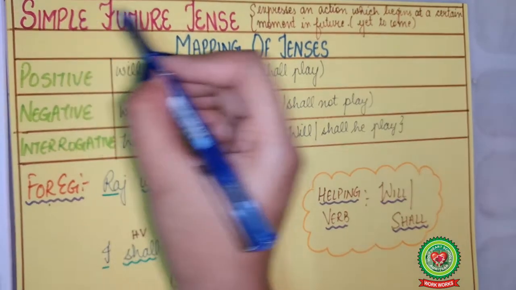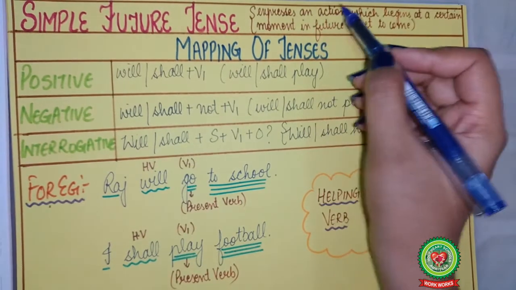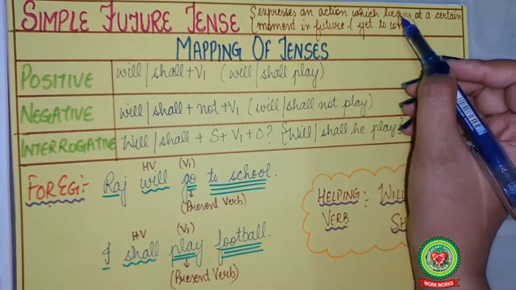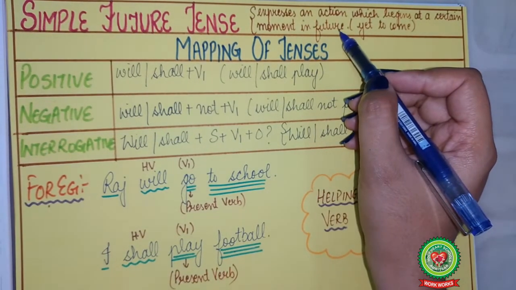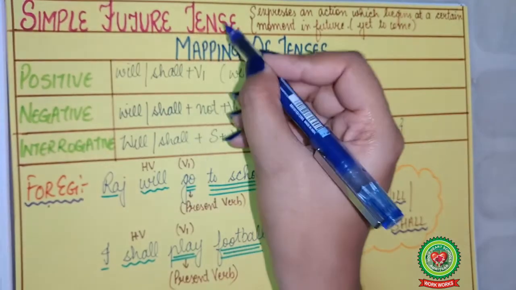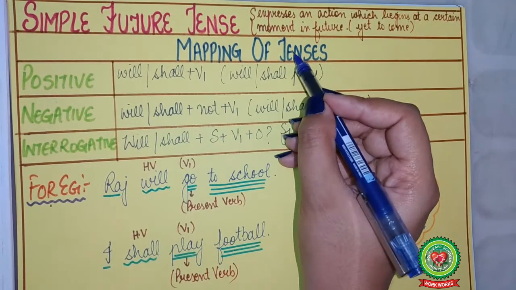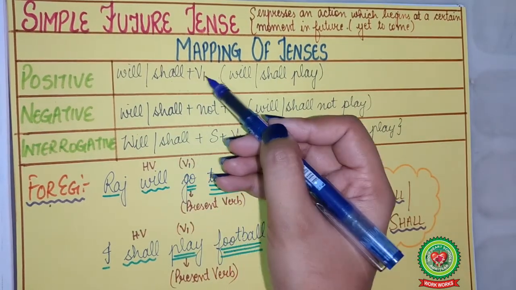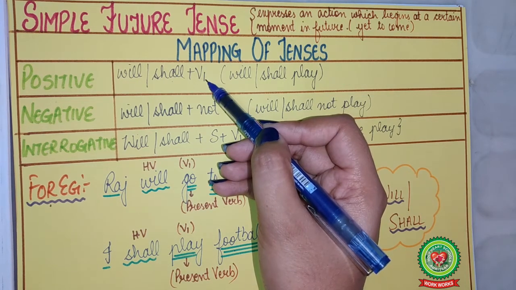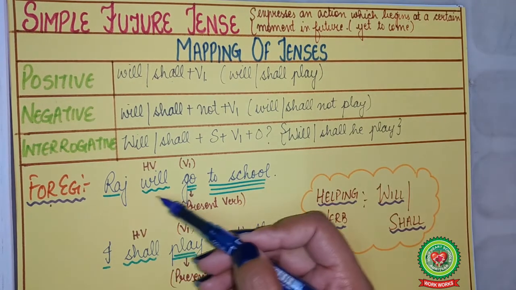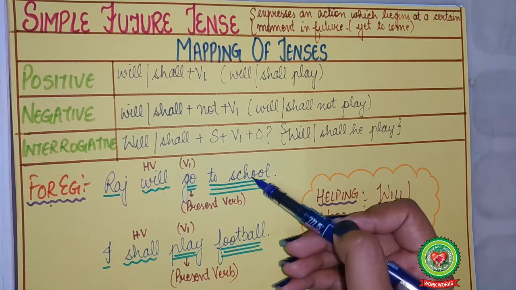Now, simple future tense expresses an action which begins at a certain moment in future. Now, let us see the rule of simple future tense from the mapping. The rule is will, shall plus present form of verb. Now, let us see the examples. Raj will go to school.